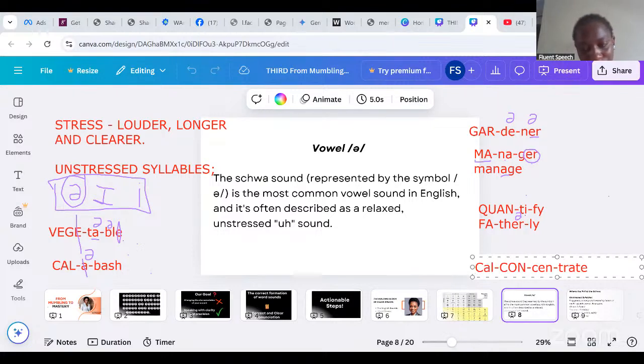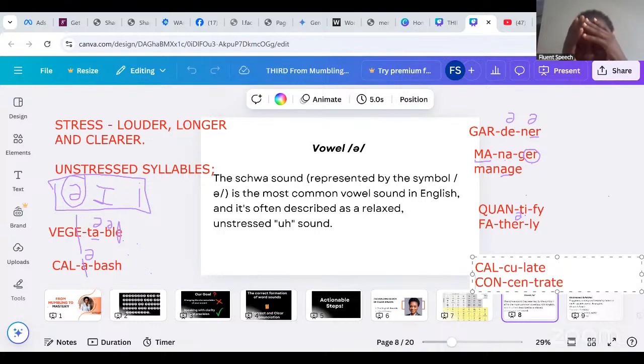Calculate. It also ends in ATE. I'm stressing cal. The CU there, the U does not change into a schwa. Calculate. So it is the A here, the A in the last syllable that changes into a schwa. Calculate.